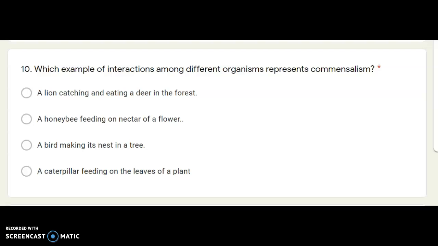Number 10. Which example of interactions among different organisms represents commensalism? Choice A, a lion catching and eating a deer in the forest. Choice B, a honey bee feeding on the nectar of a flower. Choice 3, a bird making its nest in a tree. Choice 4, a caterpillar feeding on the leaves of a plant.